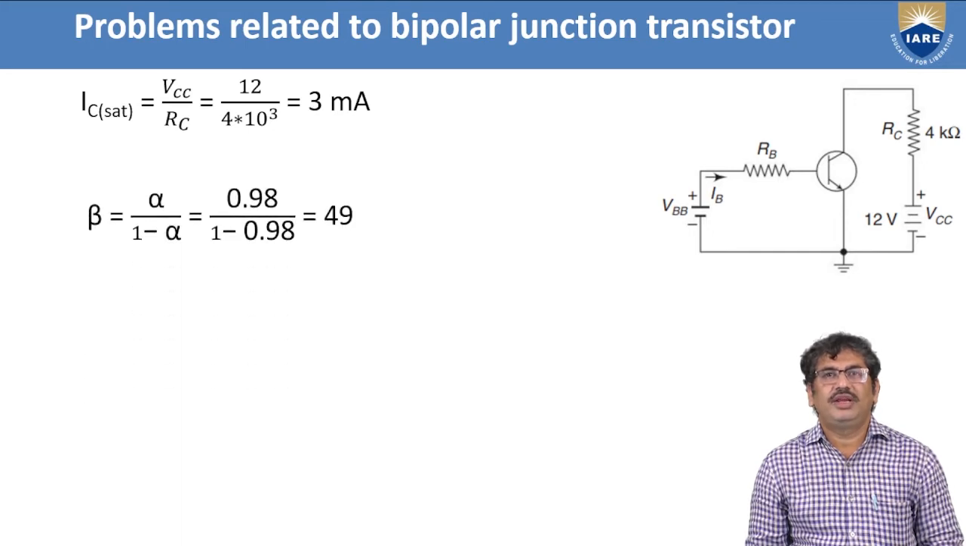Next, we will estimate beta in terms of alpha. We can write beta is equivalent to alpha by 1 minus alpha, which will give 0.98 divided by 1 minus 0.98, which will give beta is equivalent to 49.